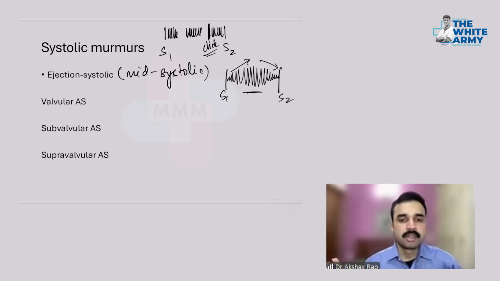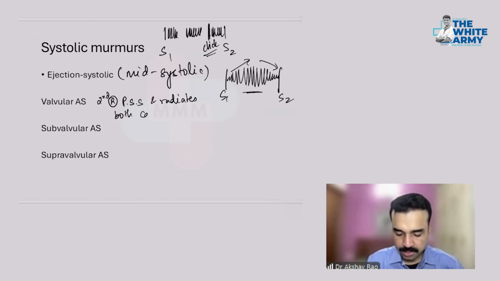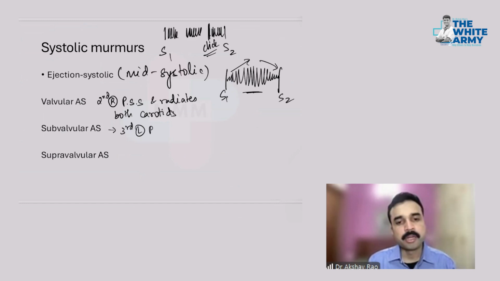Okay. Now, aortic stenosis may be valvular aortic stenosis, which means it is best heard in the second right parasternal space and radiates to both carotids equally. Both carotids, right and left carotids equally. Subvalvular AS is actually best heard in the third left parasternal space, which means in the Erb's area.